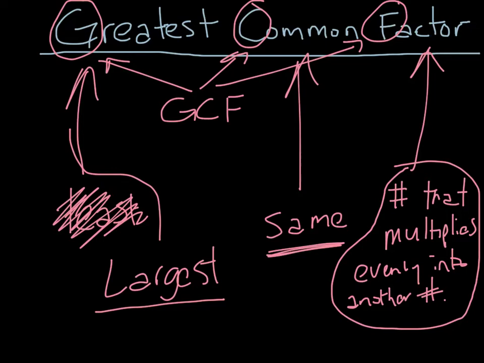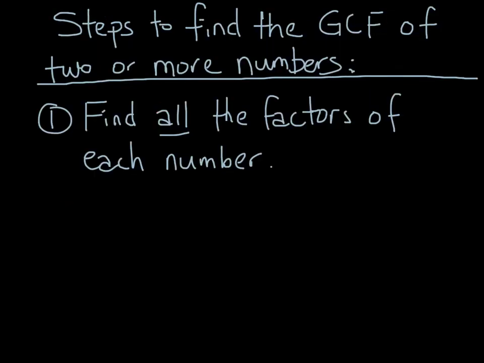So let's take a look at the steps for finding the greatest common factor of two or more numbers. First step is to find all the factors of each number. Okay, so let me give you a few numbers to practice with. Let's try 8 and 12. Okay, let's go ahead and do step 1. Let's find all the factors of each number.